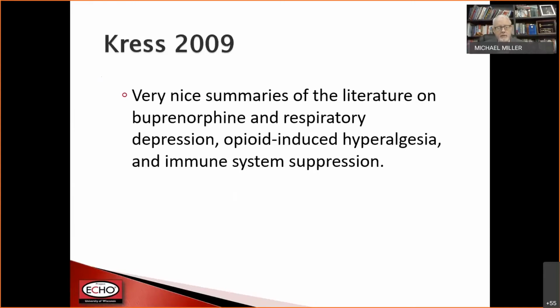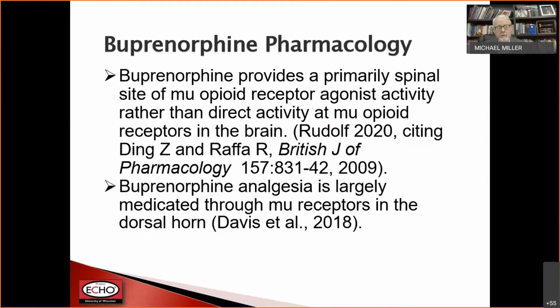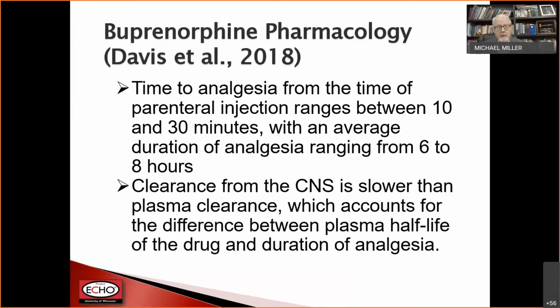So again, the Kress article has very good things on various effects, the anti-hyperalgesic effect, the fact that other opioids suppress the immune system and buprenorphine does not. It's also interesting that buprenorphine's activity is not just at the level of the brain, it's at the level of the dorsal horn, and there's spinal analgesia from this product.